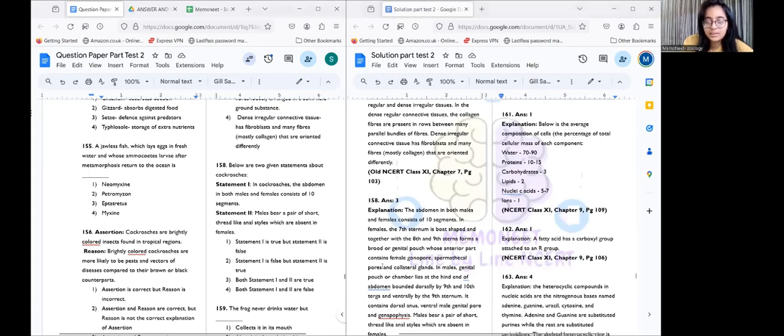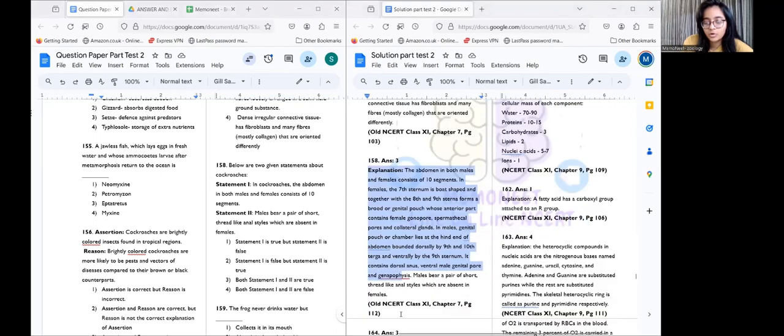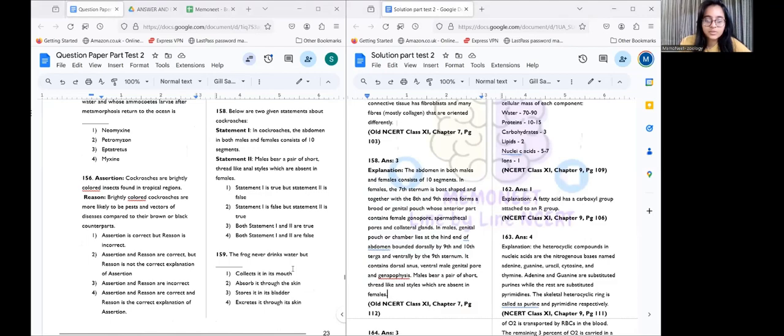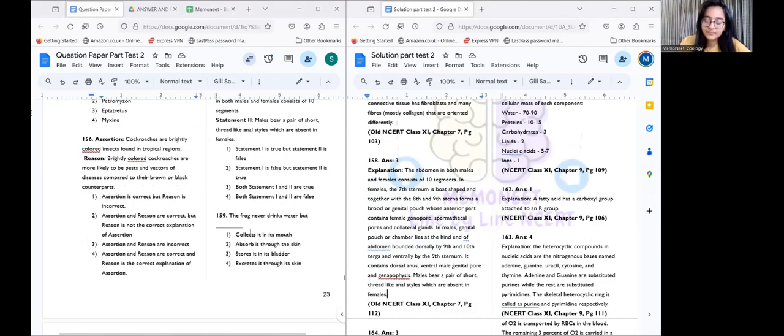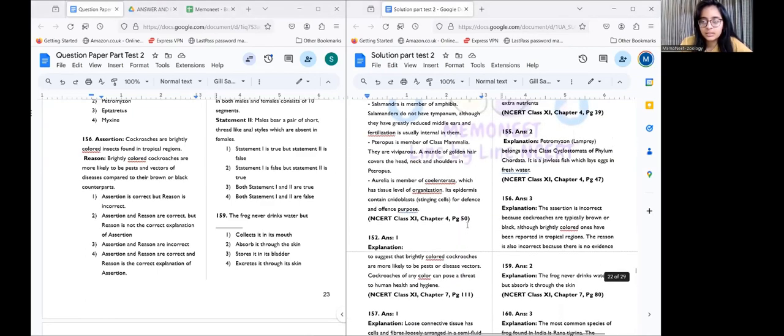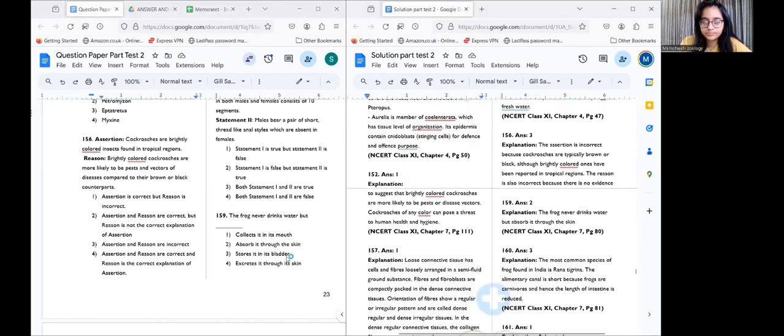Also, the explanation here has some other extra points relating to cockroaches, which you may need to keep in mind. So just read through the explanation once. It does not relate to the question, so I'm not explaining it in detail. Moving to the next question. The frog never drinks water. So we know frogs don't drink water. How did we know that? It does not drink water because it absorbs it through its skin. Frogs stay on land and in water, right? So it can absorb water through its skin. So the answer for the 159th question is option number 2.